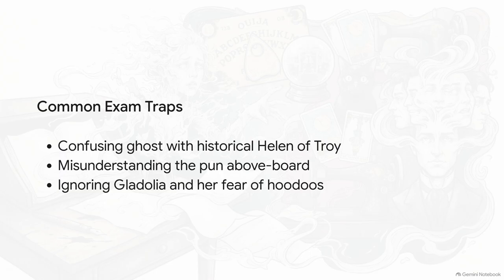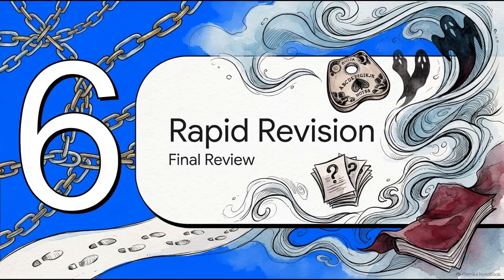It's a visual pun. And finally, trap number 3, ignoring the cook, Glodolia. So many students skip her, but her specific dialect adds authenticity to the text. And, crucially, her intense fear of hoodoos is what finally gives John the perfect excuse to chop up that troublesome Ouija board for kindling. We are in the home stretch now.